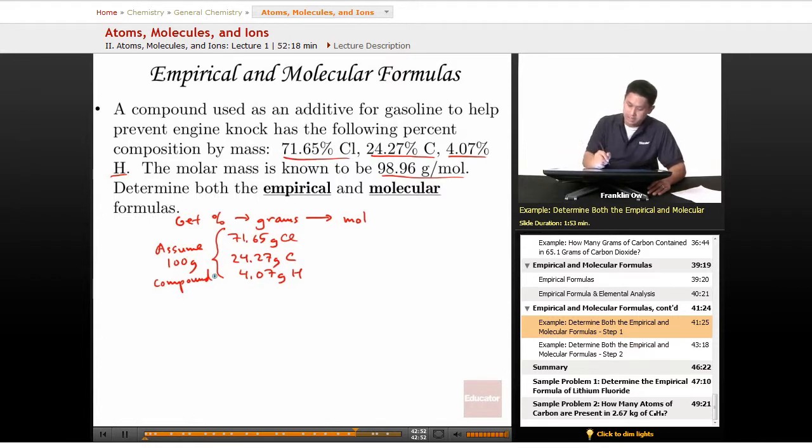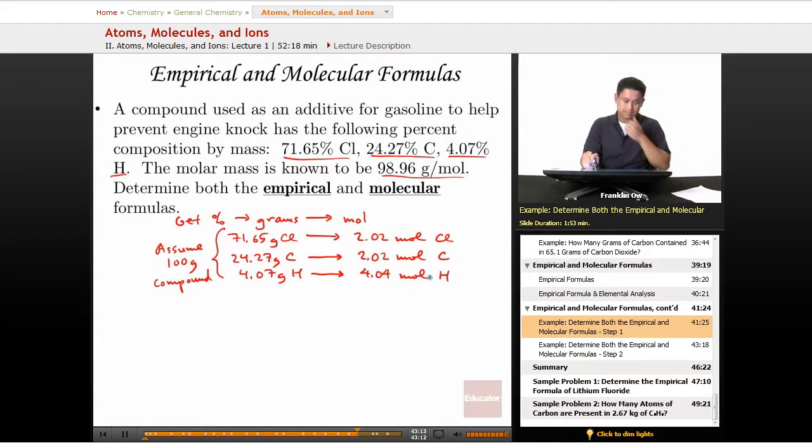Now we're going to get to moles, and this is something we know how to do by now. When we get to moles, we're going to get 2.02 moles of chlorine, 2.02 moles of carbon, and 4.04 moles of hydrogen. Okay, so step 1 is done.